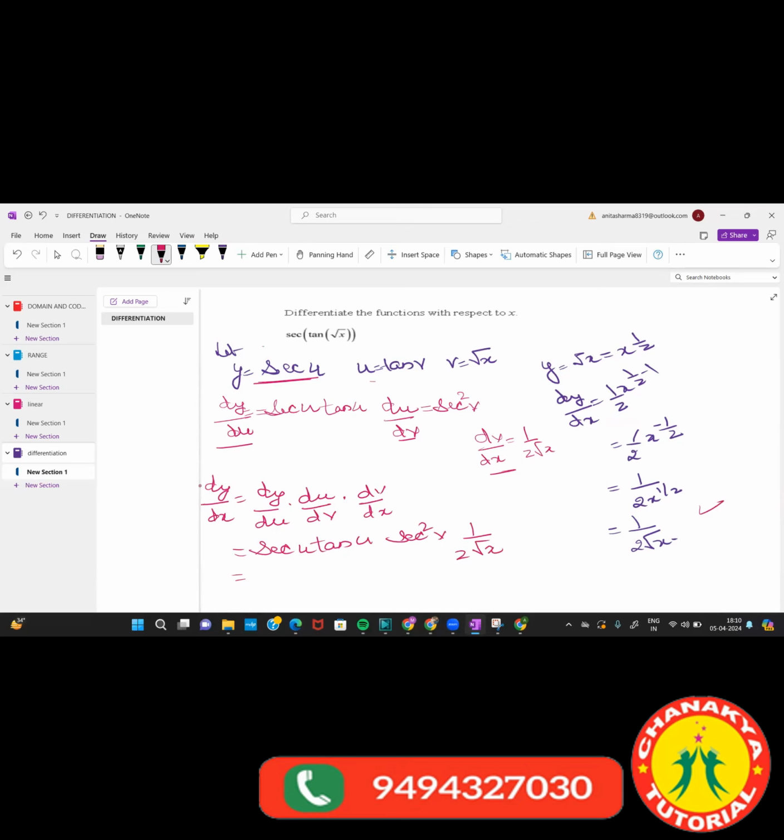Yes, ma'am. Now substitute the value of u. What is your u? tan v. Tan v, or you can write tan root x. So you will write sec of tan root x, then tan again, tan root x, then secant square v, you will write secant square root x, and then 1 upon 2 root x divided by 2 root x. This is the answer. Have you understood, beta? Yes, ma'am. Because it has become very complicated at the end, right?